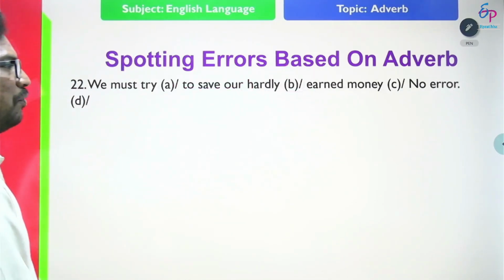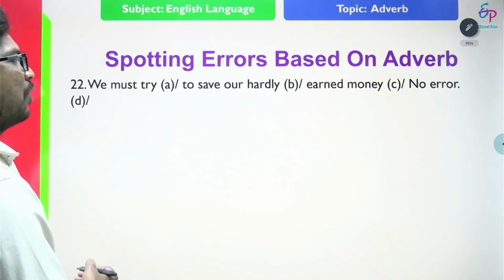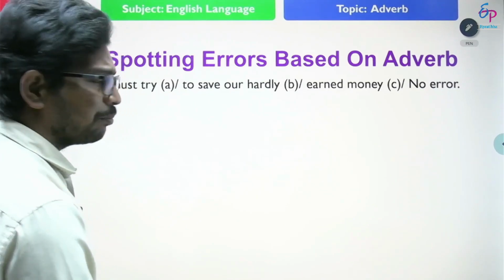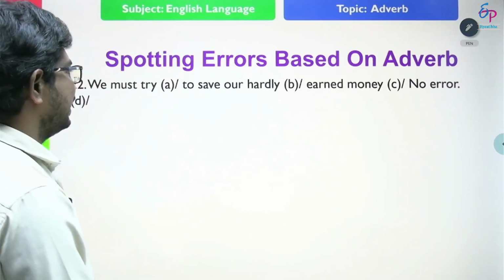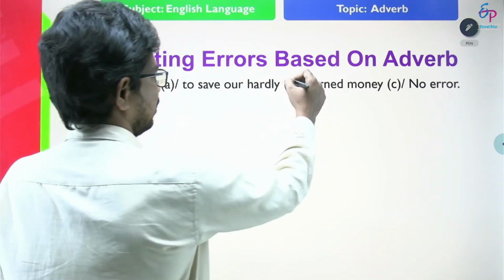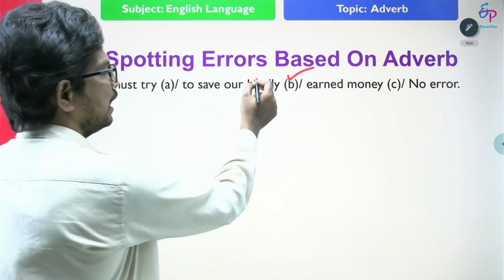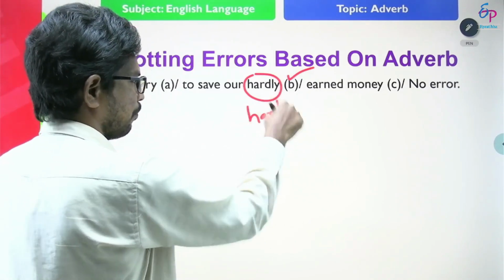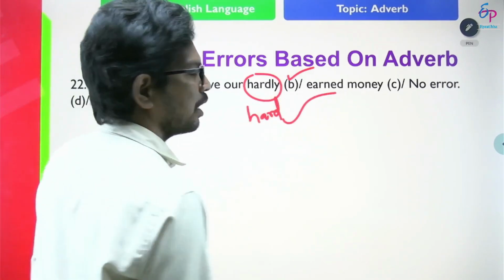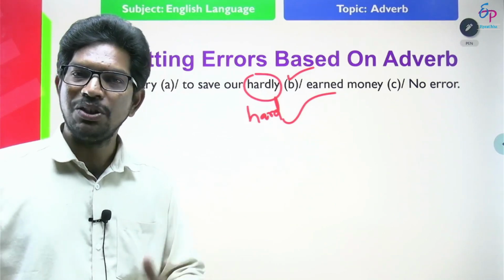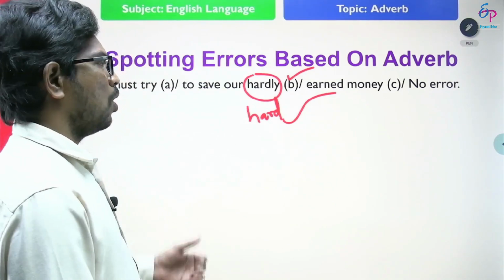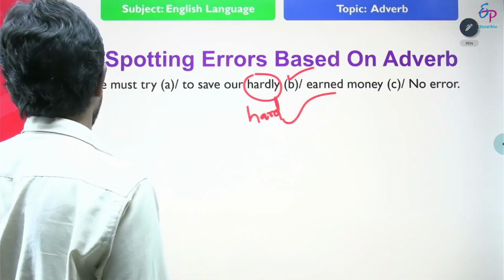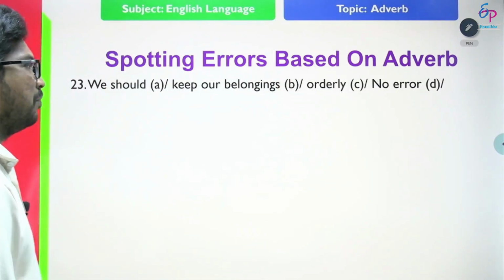So see the next statement and find out the error. We must try to save our hardly earned money. So in this statement, error is at B. Hardly gives a negative meaning. So it should be hard, not hardly. Hard earned money is correct, not hardly earned money. Hardly means you did not earn. It's wrong. So hardly gives a negative meaning, hard gives a positive meaning. Error is at B.